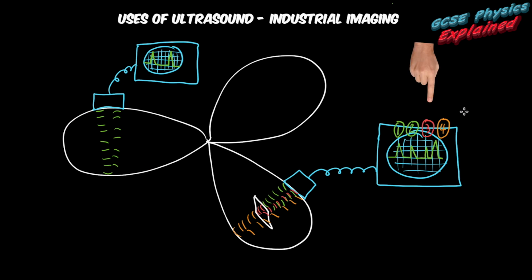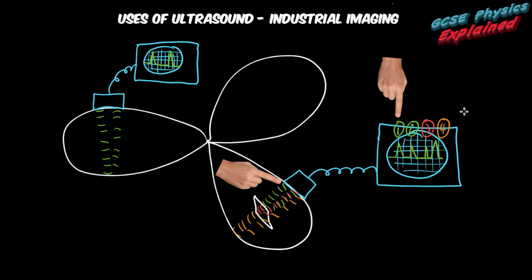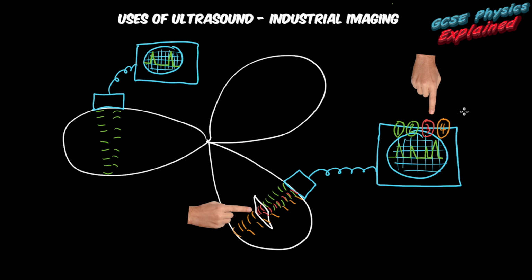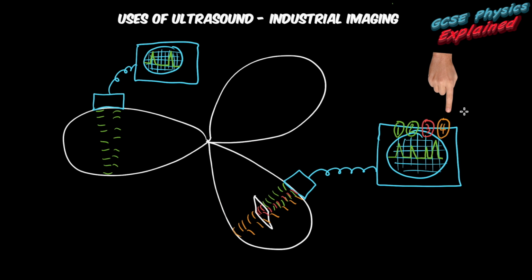The second trace has 4 pulses. The first pulse is once again the reflection off the front surface of the blade. The second pulse is a reflection off the front edge of a crack. The third pulse is a reflection off the back edge of a crack. And the fourth pulse is the reflection off the very back surface.